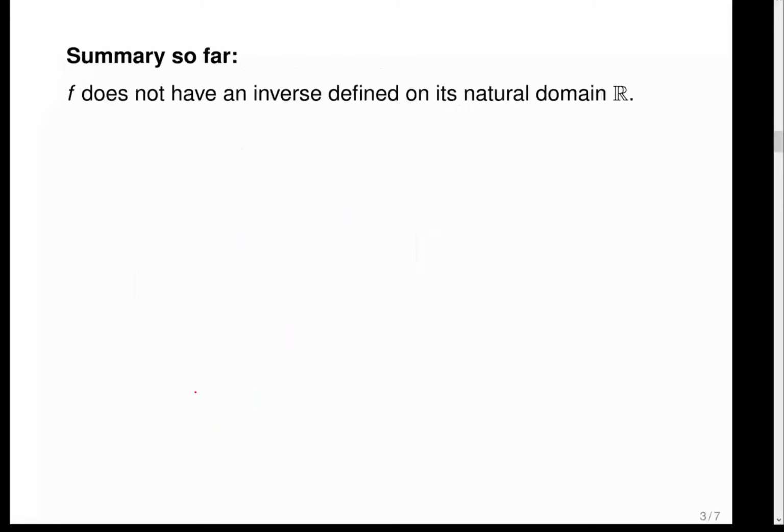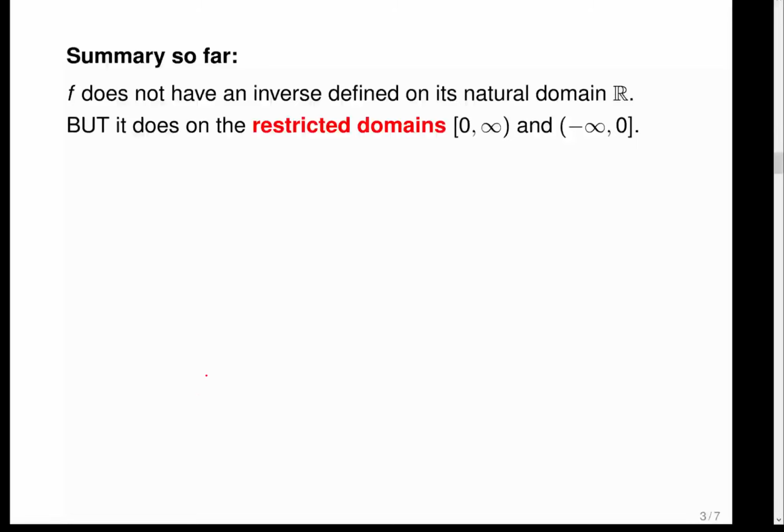In summary, we've discovered that the function f of x equals x squared does not have an inverse function defined on its entire natural domain, all the real numbers. But if we can artificially restrict the domain to say only the left half or the right half, then f will be invertible on this restricted domain.